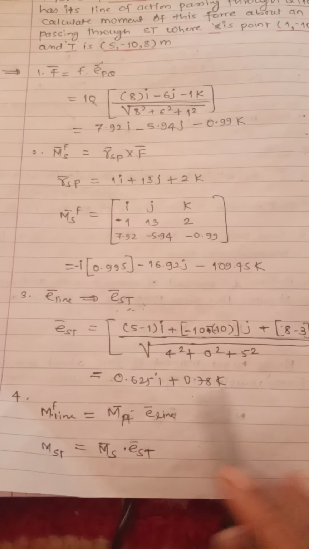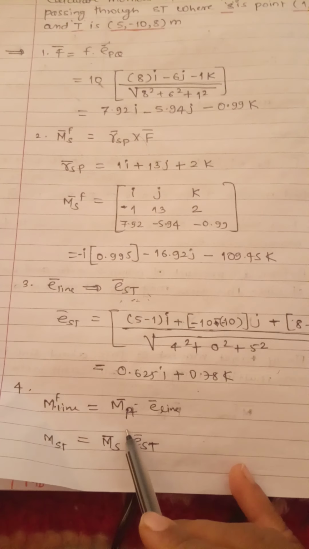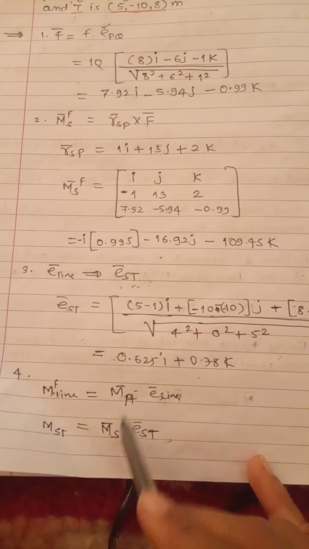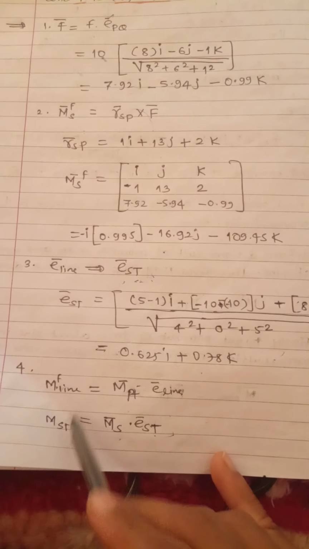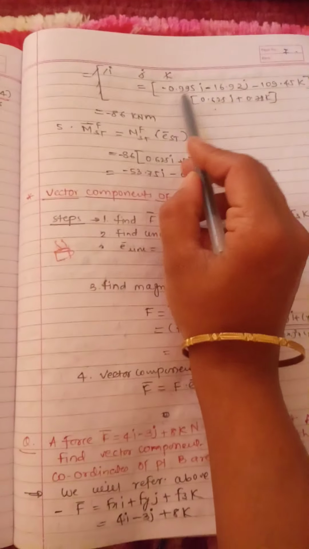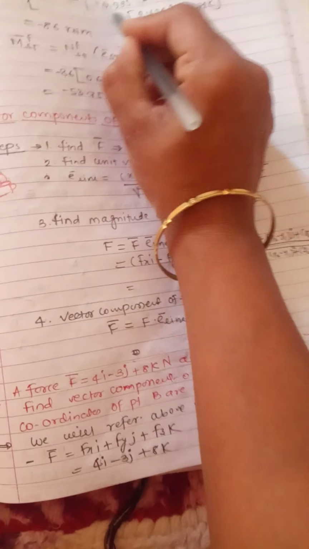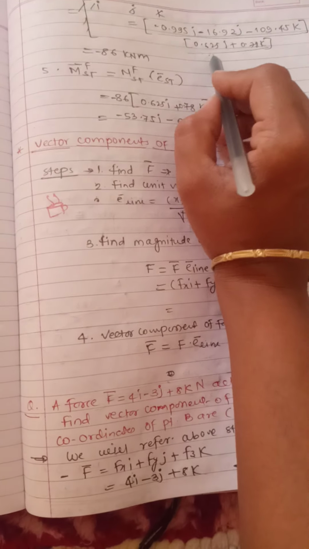Once you know this value, the fourth step is to work out the moment of force about the line, which is equal to the moment about the point dotted with the unit vector of the line. So we should write like this, because we have taken the moment about point S, the line is nothing but e_ST, and the moment of force about the line is M_ST. Then see, everything is given to you: minus 9.995i, minus 16 point something, this is your moment, and this is the unit vector of the line. Just multiply it and you will get the answer as 86. It is very much known to you.